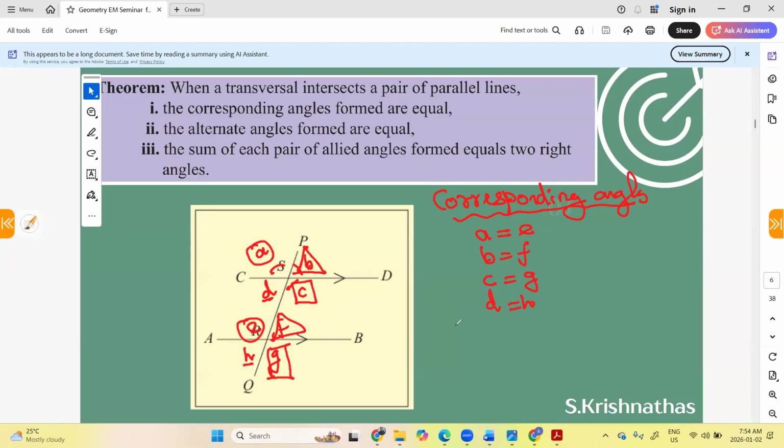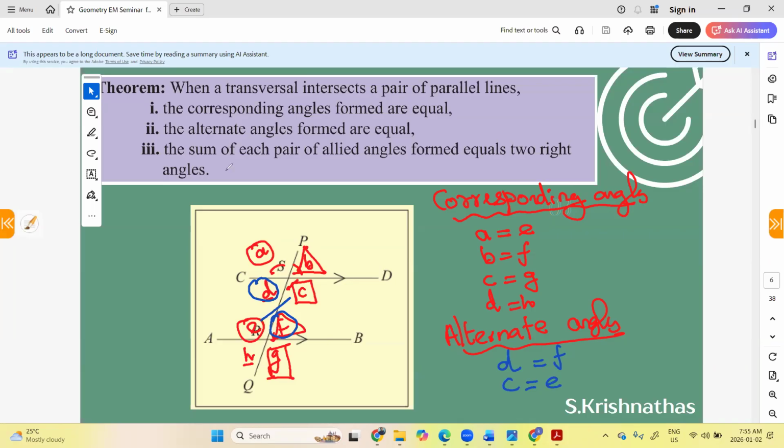Students, then alternate angles. Alternate angles. D and F: D is equal to F. Then this one, C is equal to E. So alternate angles are equal. Corresponding angles are equal.